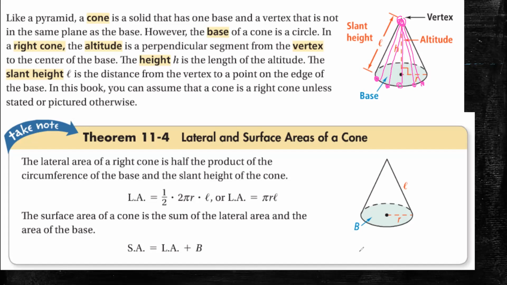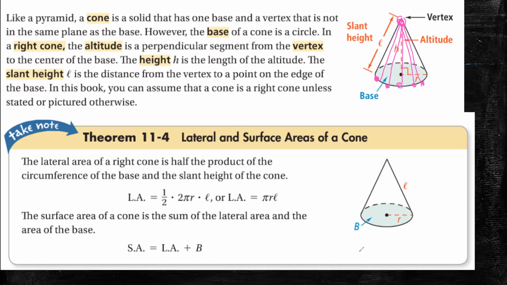Now, in this book, we assume that the cone is a right cone unless we state or picture otherwise. Okay. So for the pyramid, we will assume that it's a regular pyramid. And for this one here, we assume it is a right cone.